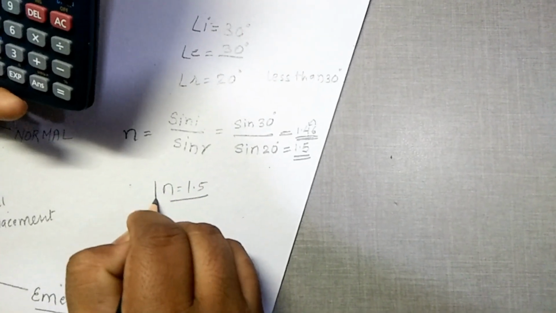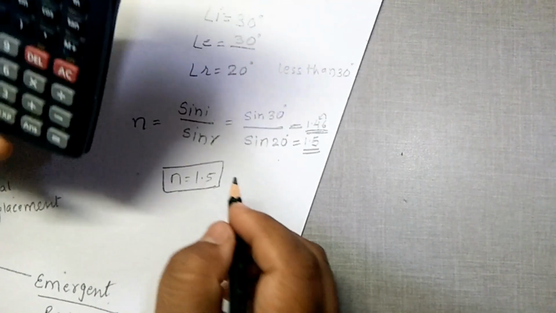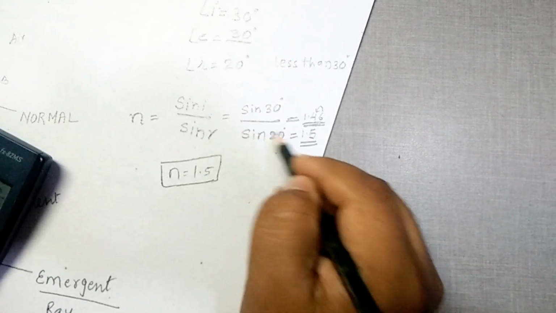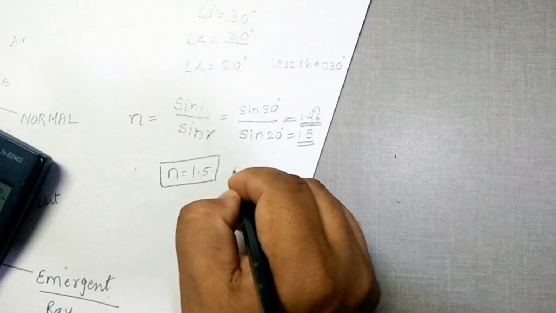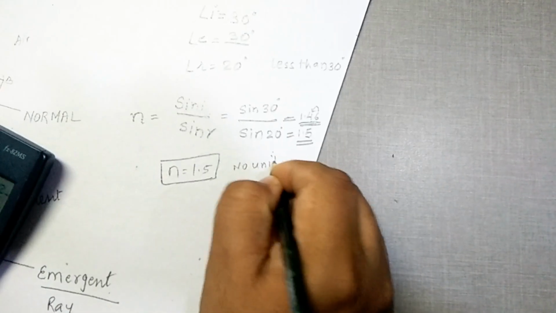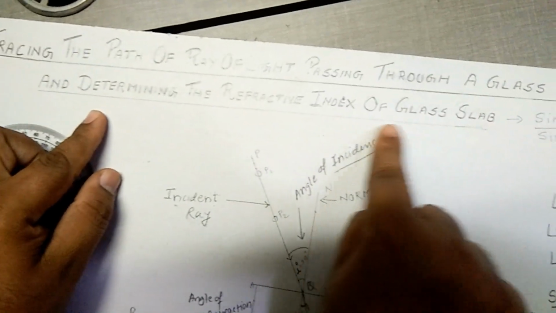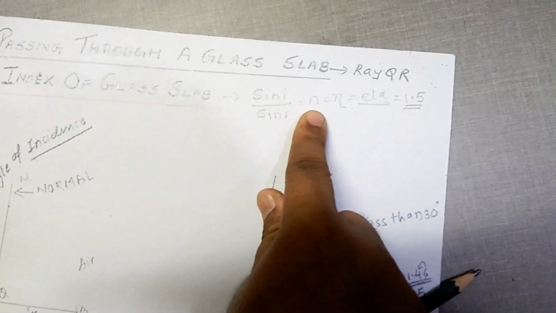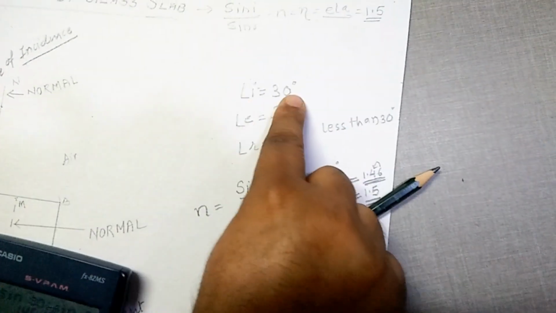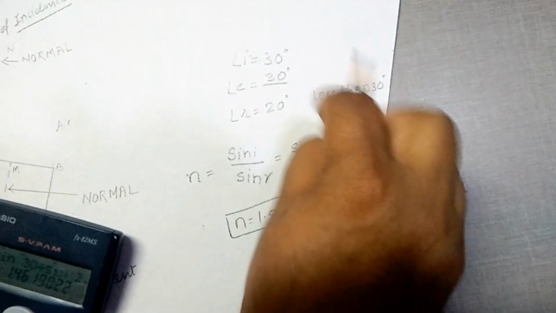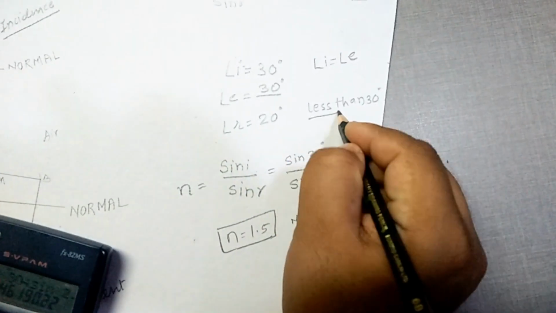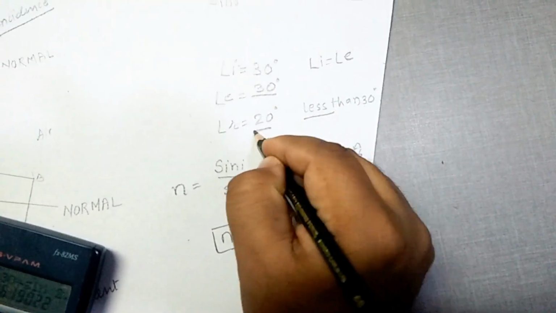So I finished the second part of this experiment. It will have no unit because this is the ratio of the same thing, so refractive index has no unit. This is the second part of the experiment, which is determining the refractive index of the glass slab, with the formula sin I upon sin R, which is denoted as N. Now I got the values as I is 30, E is 30. So I is always equal to E, and R is always less than 30, which we got as 20.